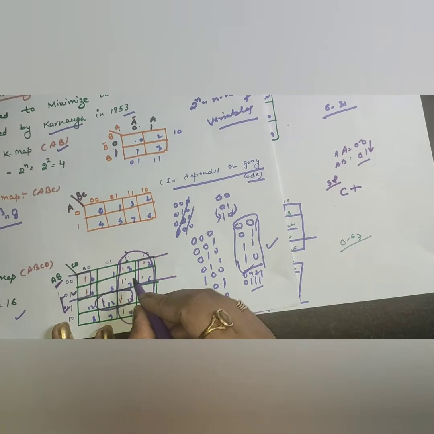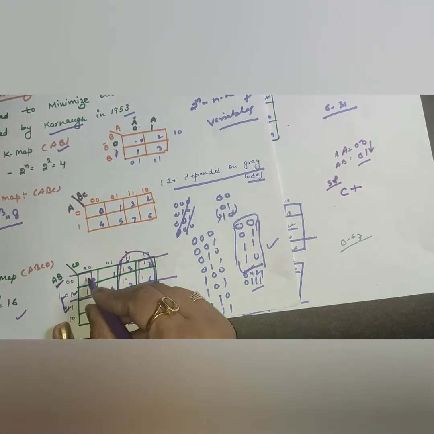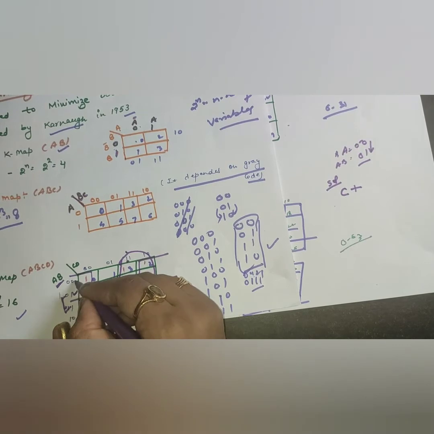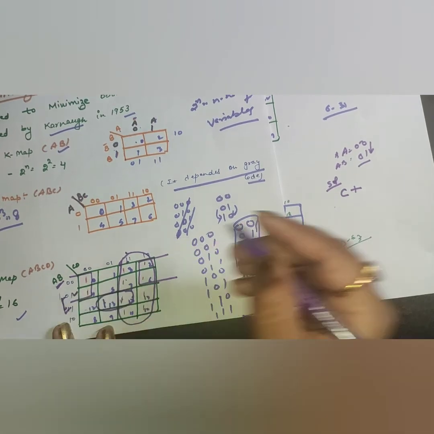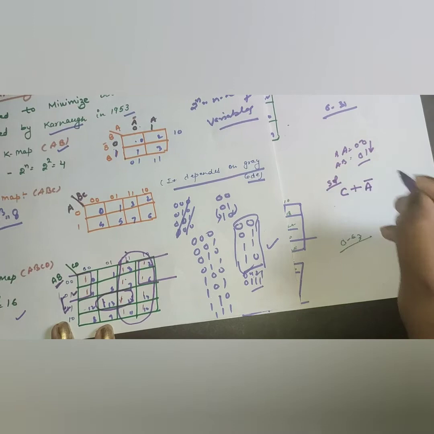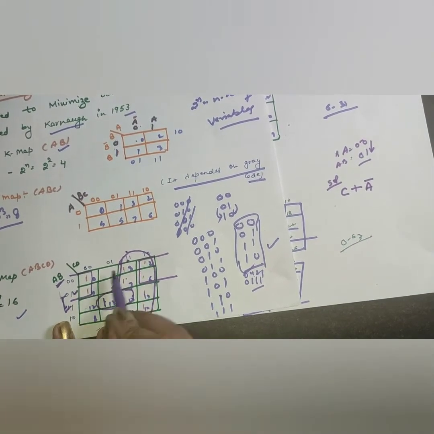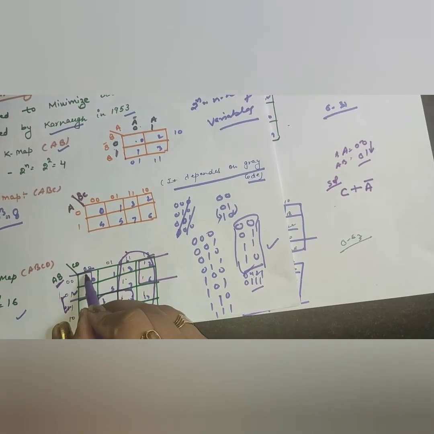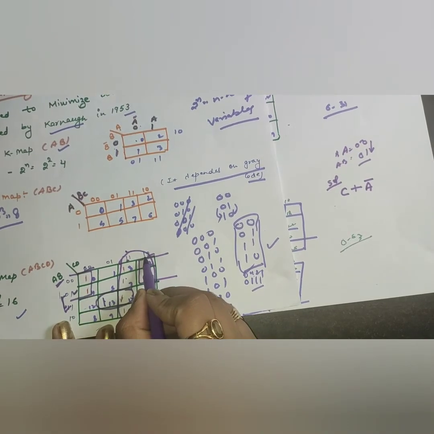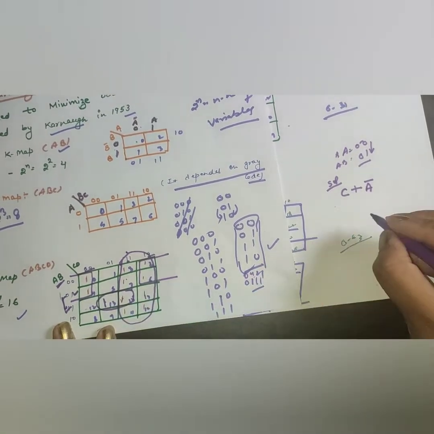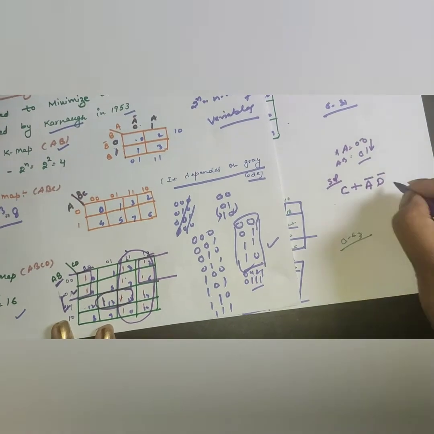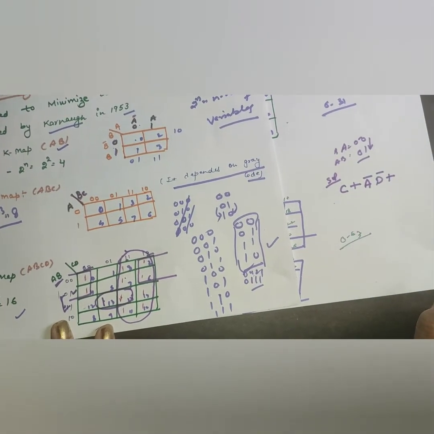Okay, second group is this 4 1. In this you can check 0 to 0, 0 to 1. A is going 0 to 0 and B is going 0 to 1. So B is eliminated and we have only A bar, because this one has also a horizontal position. So you can check from there. C is going 0 to 1, so C is eliminated, and D is going 0 to 0. So we have only D bar.